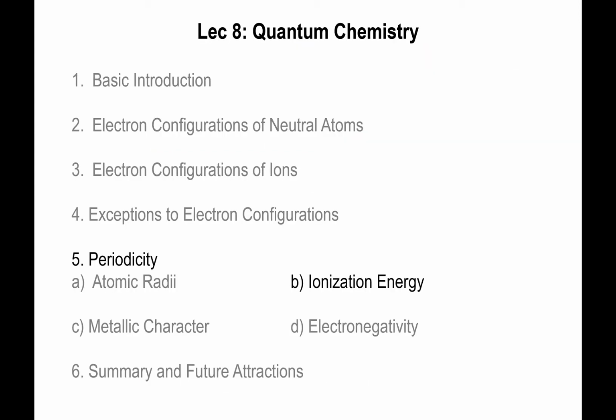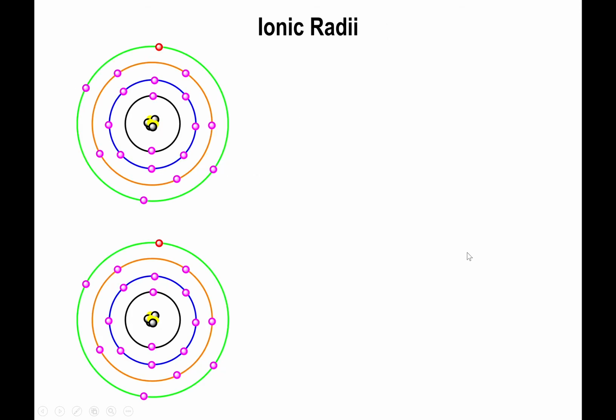You have a decrease from left to right, an increase from top to bottom. Let's take a look at something known as ionization energy. First, let's define what that is. The ionization energy is the energy necessary to be put into the atom for such atom to lose its valence electron, at least one valence electron.